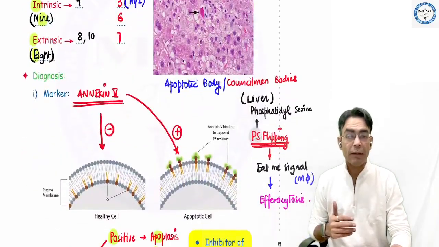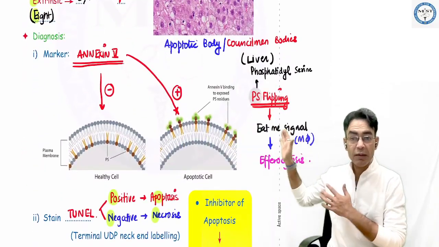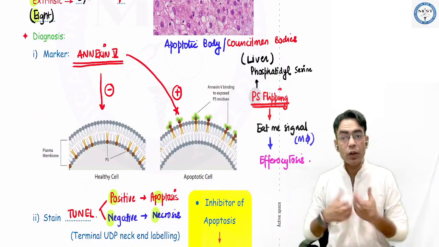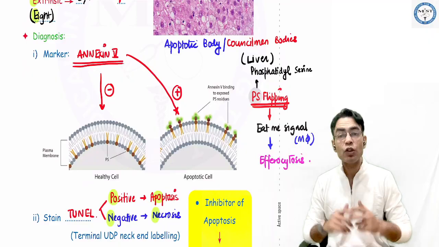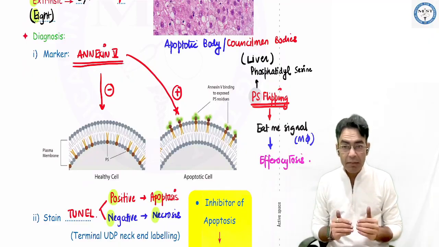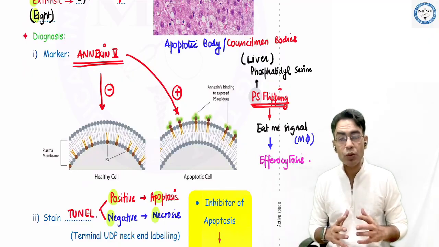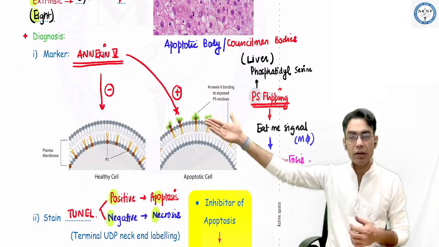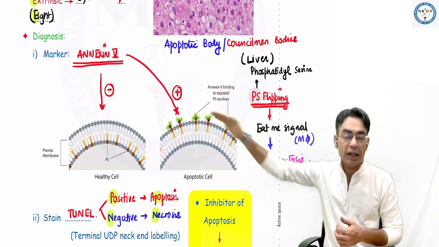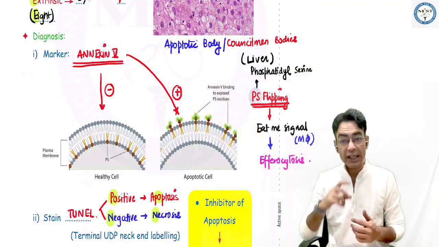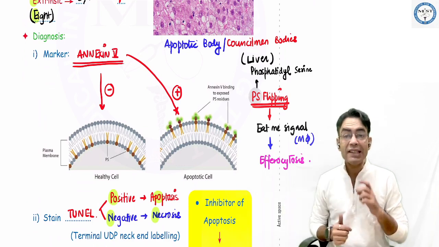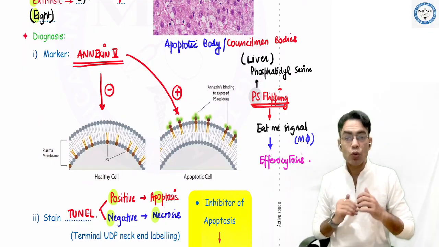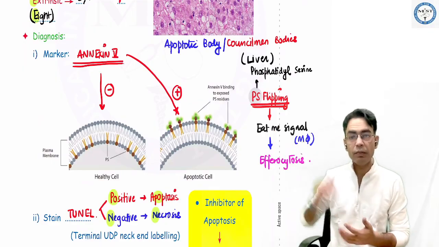Now, the marker of apoptosis is Annexin V. Again, this question came in your exam this time: what is the signal which actually causes the initiation of apoptosis? And that was PS flipping. Every cell has PS on the inner membrane, but once it undergoes apoptosis, the PS from the inner membrane comes out. When it comes out, if you put Annexin V, this PS will be stained. And this flipping of PS is the eat-me signal for a macrophage. So if they ask what initiates it, it is PS flipping.